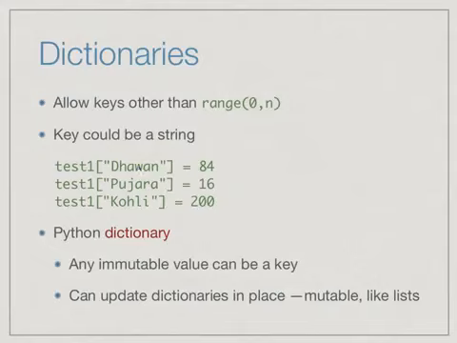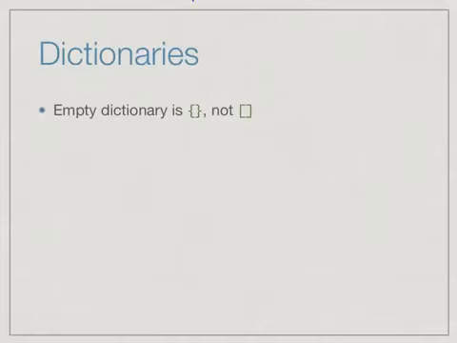We can take a value with a key and replace it. So we can change Pujara's score if we want by an assignment to 72, and this will just take the current dictionary and replace the value associated with Pujara from 16 to 72. So dictionaries can be updated in place and hence are mutable exactly like lists.